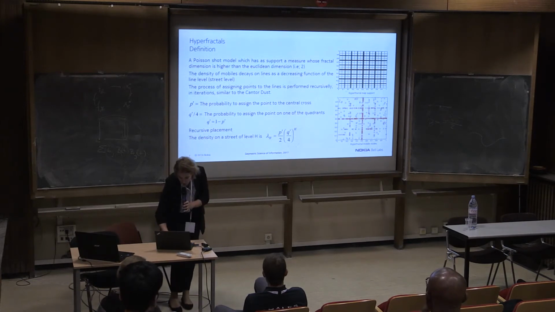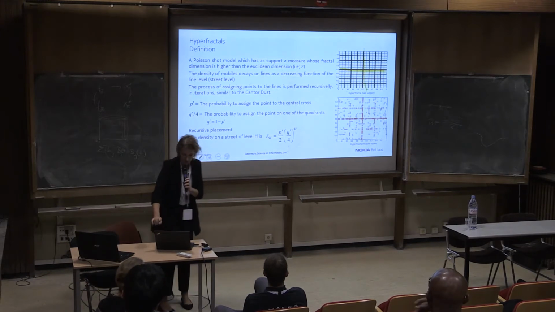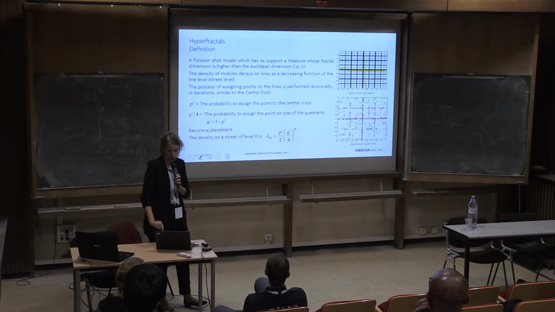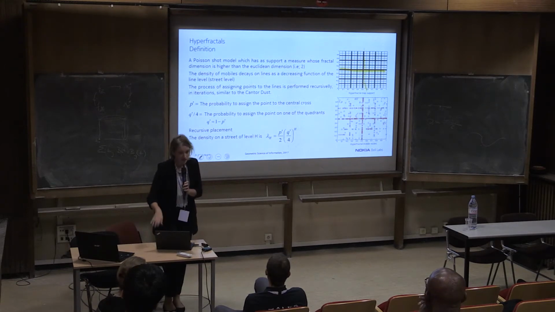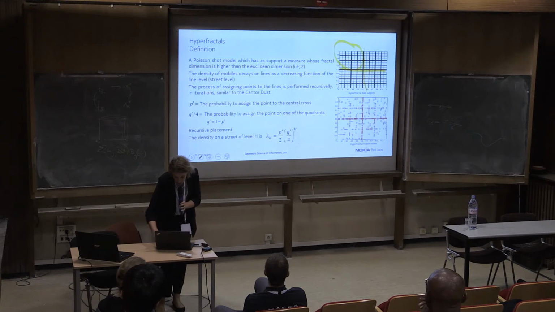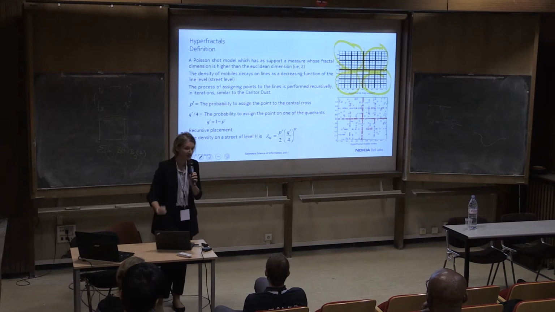We begin by drawing a central cross on the plane. On this cross, we place mobile nodes with probability p prime. What remains, the complementary probability, we call q prime, and we split it equally in 4, in each of the quadrants. Therefore, the probability to place a node in each of the quadrants is q prime over 4.